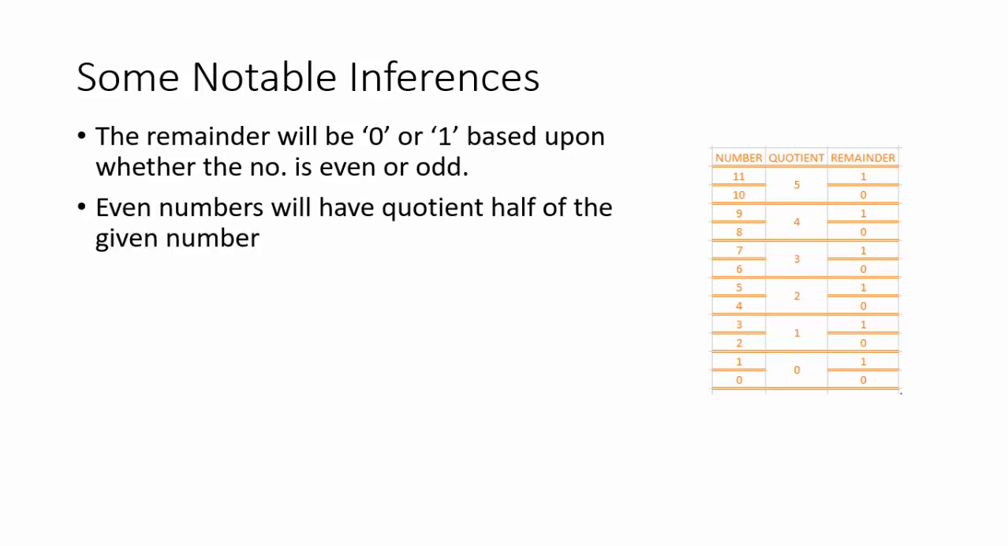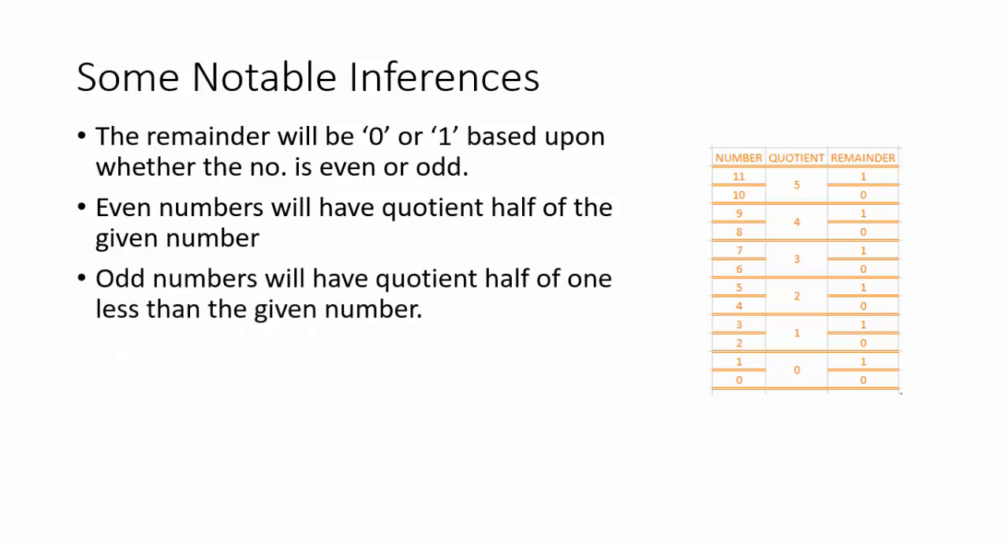Even numbers will have quotient half of the given number, while odd numbers will have quotient half of 1 less than the given number. Now what do we exactly mean by this statement? If we consider any number, let's say 5, if we divide it by 2 as we do in the double-double method, dividing it by 2 will yield us quotient 2 and remainder as 1.